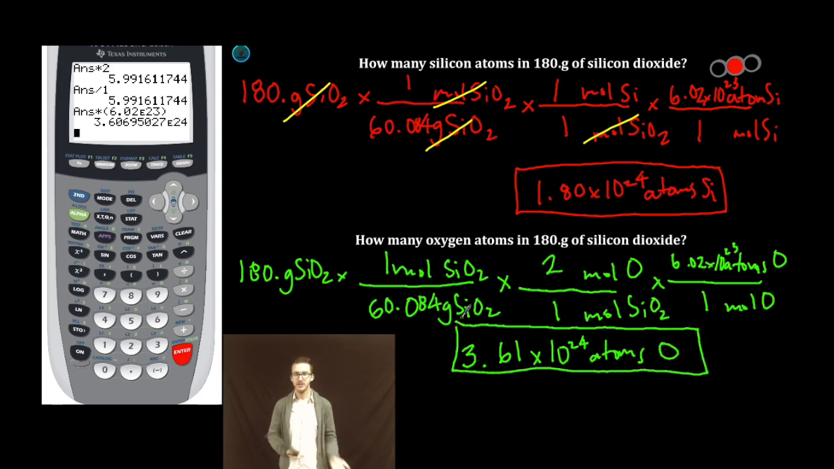Boom. Now, before we go, I want you to stop and think about how does the number of atoms of oxygen compare to the number of atoms of silicon? You should recognize that there are twice the number of atoms of oxygen as there are silicon. Because if I come back to my original representation of silicon dioxide, for every 1 silicon, there are 2 oxygens. And we are done!